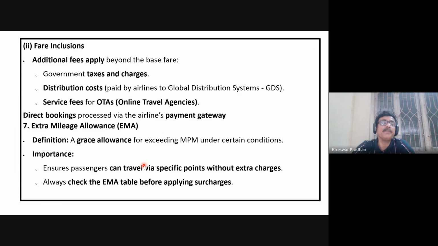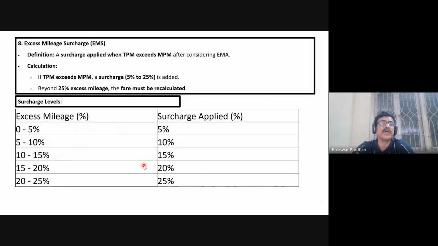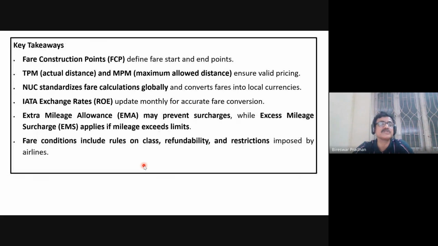And the condition of revenue management system for the class. Fare inclusion: additional fares should be applied beyond the fare. Direct booking for the extra mileage. So these are the important points. And excess mileage surcharge: what is the surcharge calculation? These are the surcharges applied.